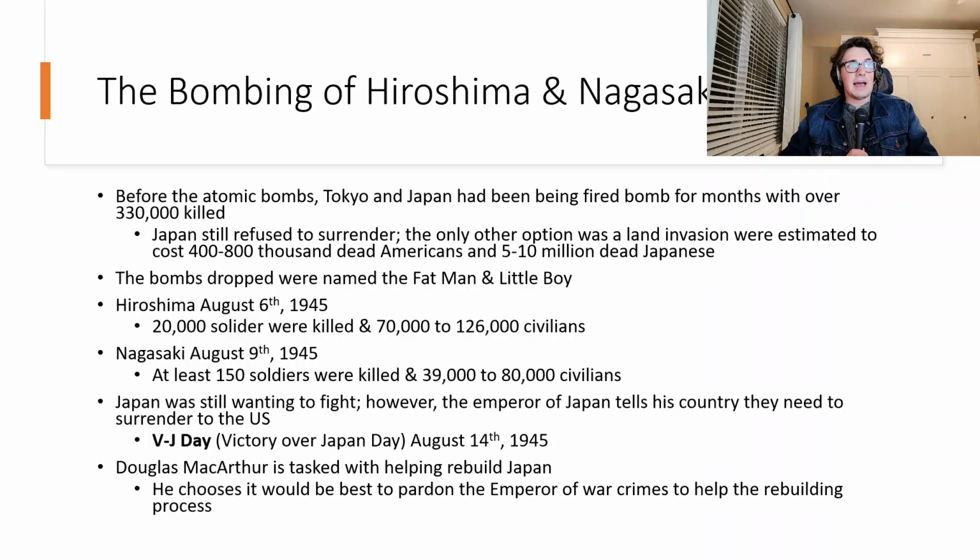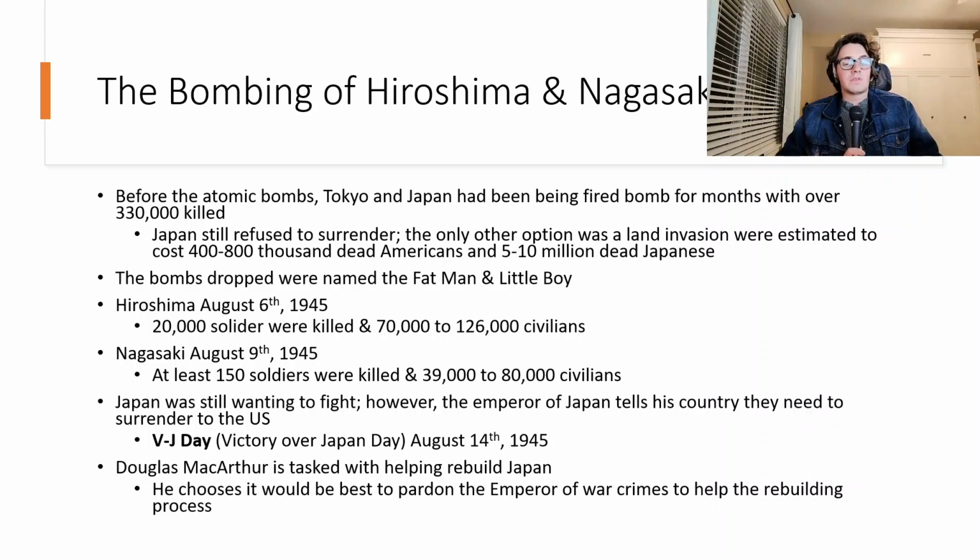Hiroshima is going to get attacked on August 6, 1945. 200,000 soldiers were killed, along with 70 to 126,000 civilians in this bombing. They intentionally made sure not to hit the biggest cities like Tokyo, but it was meant to make a point.